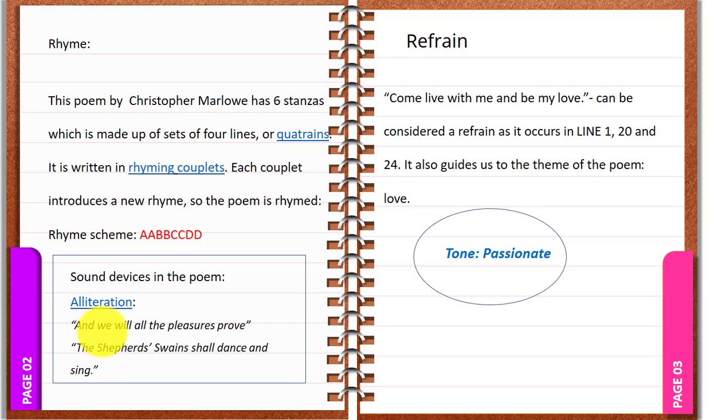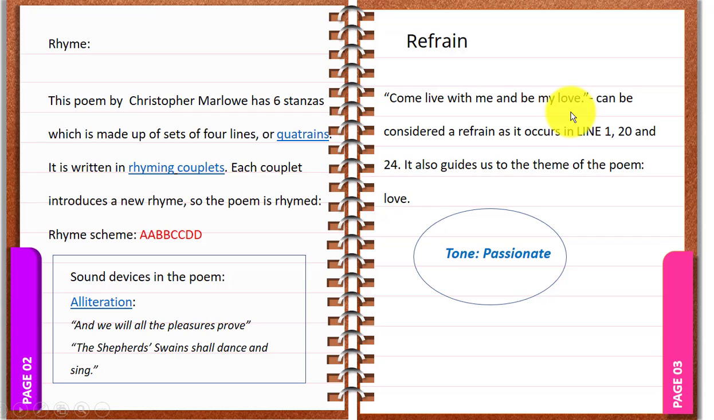Now, on another concept, this poem has got a refrain, and the refrain is a line that can be considered to be repeated at different points of the poem. And in this case, the line is, "Come live with me and be my love." This line is repeated from line 1. It's also appearing in line 20, and it's in line 24. Come live with me and be my love.